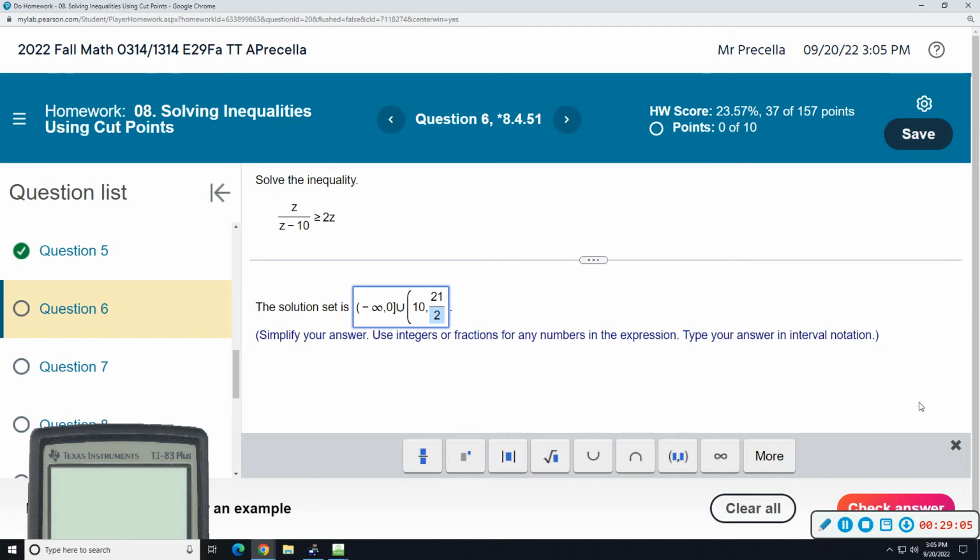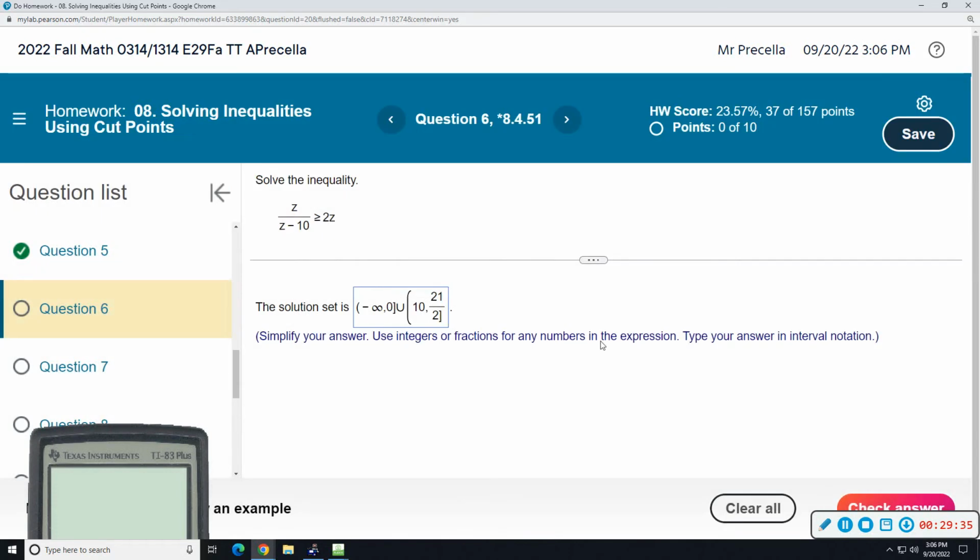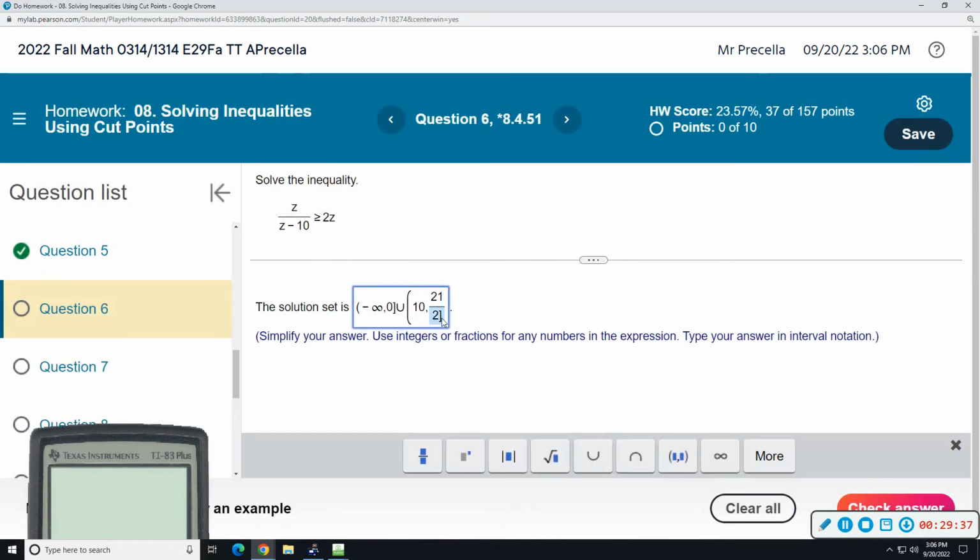Look at what I'm about to do, and that's wrong. I'll show you what I did. I put the square bracket down there beside the 2. It's going to say wrong. They don't tell you what's wrong, but here, when they give you a little hint, they have you find the denominator cut points first, then the solution cut points, test a point, shade.